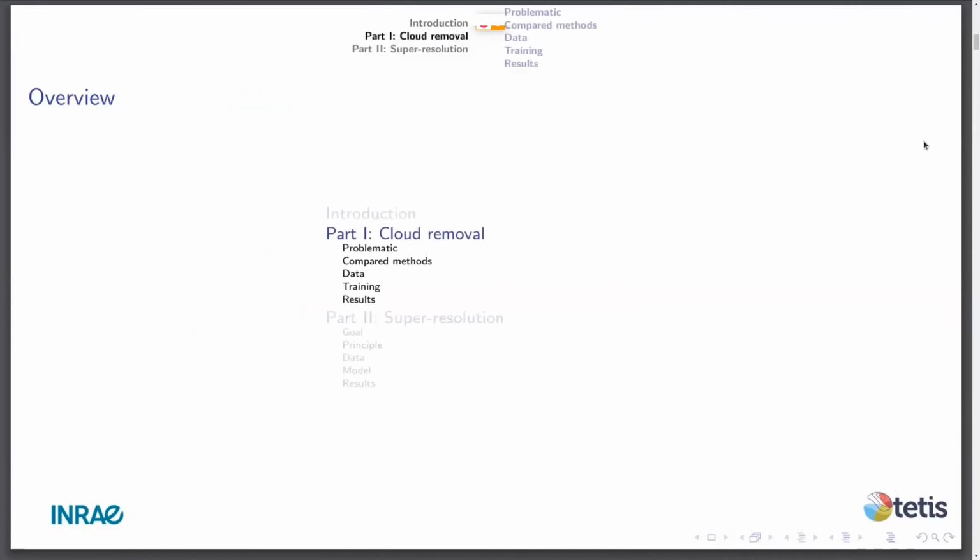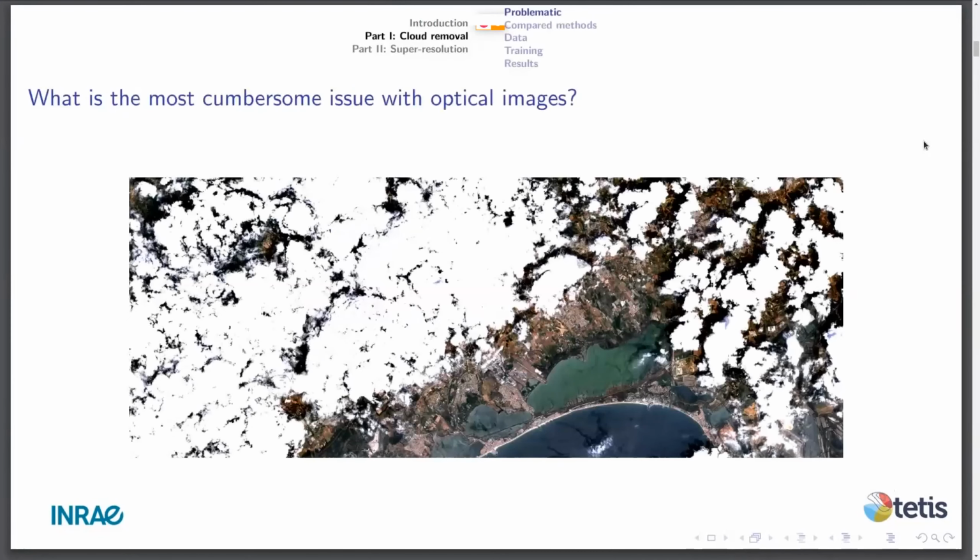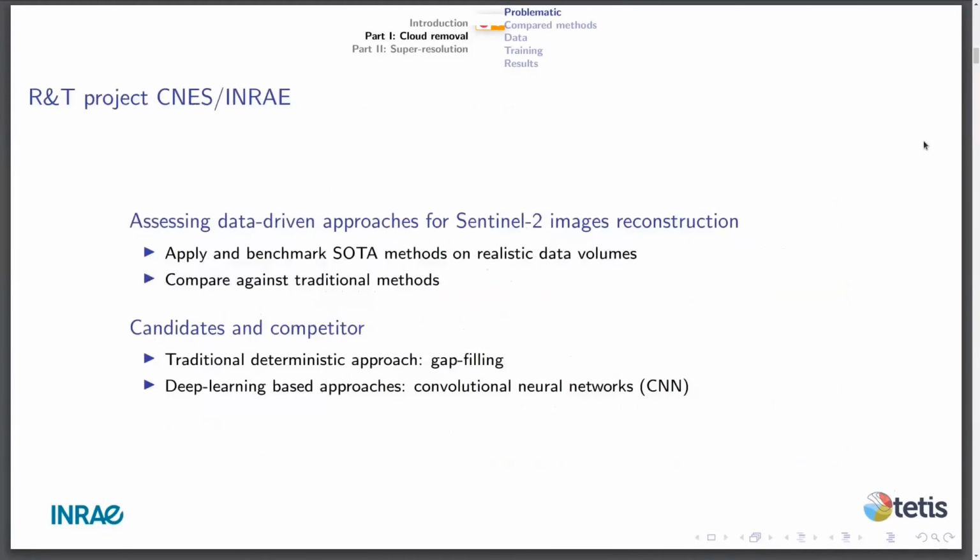So the first part is about the cloud removal in optical images. So what is the most cumbersome issue with optical images? The cloud, which pollutes the image. So we did an ongoing project with the French Spatial Agency to assess the deep learning approaches for Sentinel-2 images reconstruction. So the goal is to reconstruct Sentinel-2 images that are impacted by clouds.